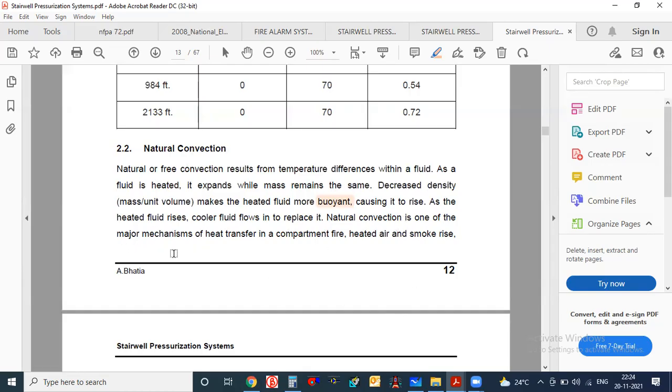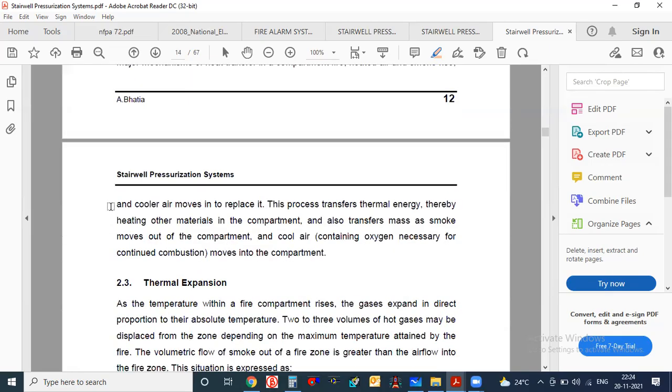Natural convection is one of the major mechanisms of heat transfer in a compartment fire. Heated air and smoke rise, and cooler air moves in to replace it. This process transfers thermal energy, thereby heating other materials in the compartment, and also transfers mass as smoke. Okay, some points are written.